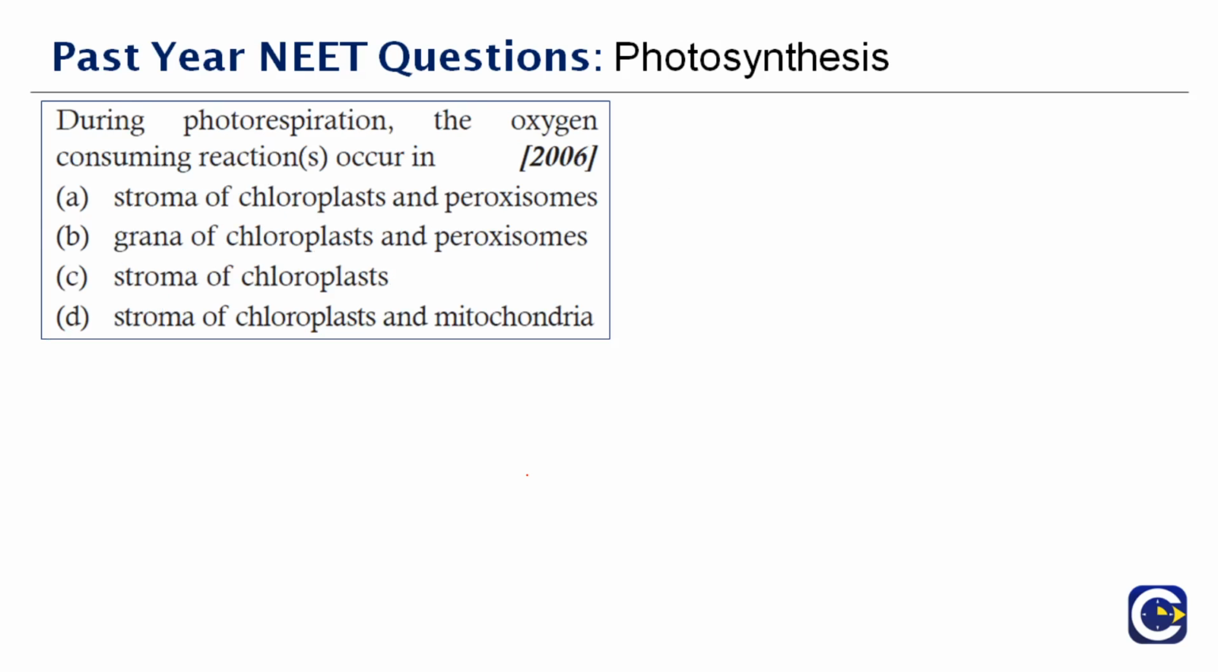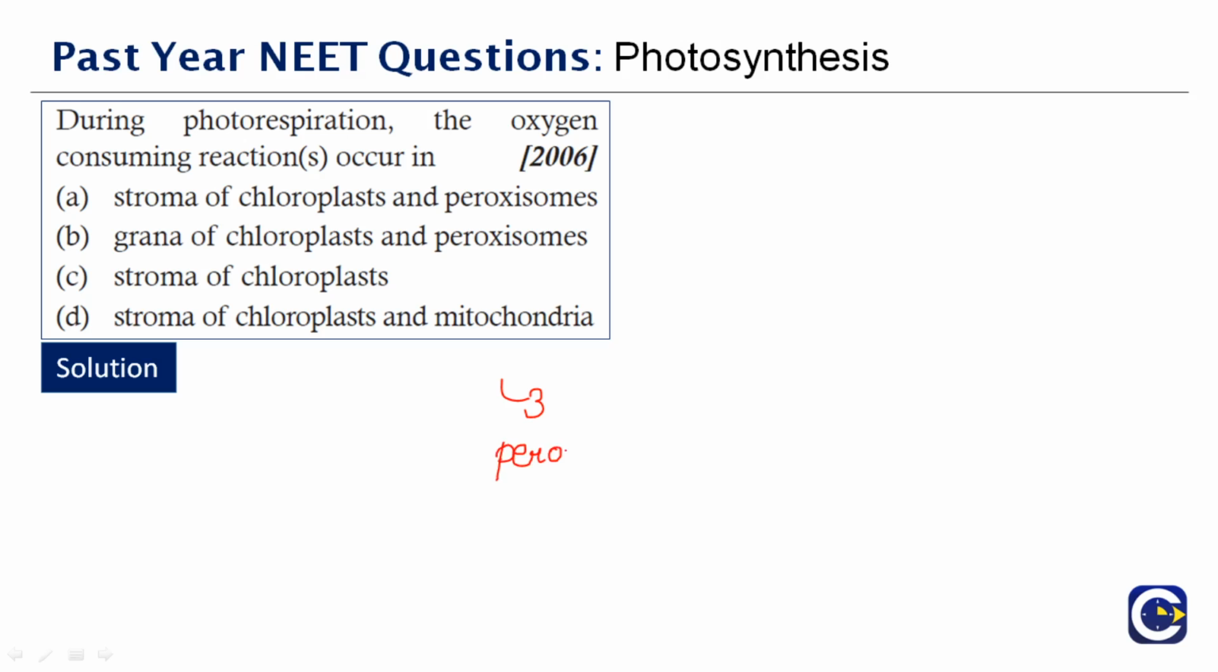Next question here. During photorespiration, the oxygen consuming reactions occur in dash. So this is an easy question for you to answer. It is obviously the stroma, but whether it is chloroplast or peroxisome is the question here. Photorespiration is a process which occurs in C3 plants. Right, it occurs in C3 plants. In this process, peroxisomes, chloroplast and mitochondria will take part. So which all are taking part in this?